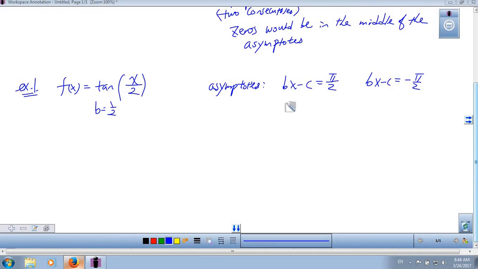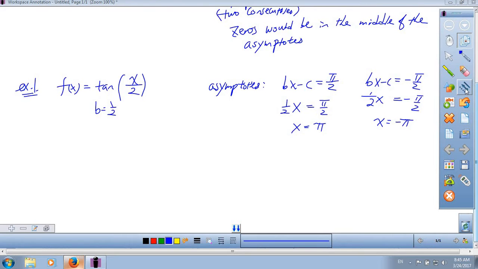So here we have b is 1/2 x, and c is 0, equal to pi over 2. So you can see clearly x should be equal to pi, right? 1/2 x equal to pi over 2, so multiply both sides by 2, x equal to pi. Here 1/2 x minus 0 equal to negative pi over 2, so multiply both sides by 2 again, x equal to negative pi. So that means my first asymptote would be at negative pi, my second asymptote would be at pi, and the 0 would be in between them.